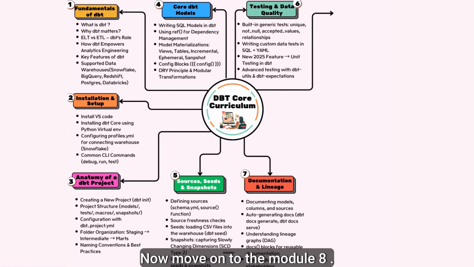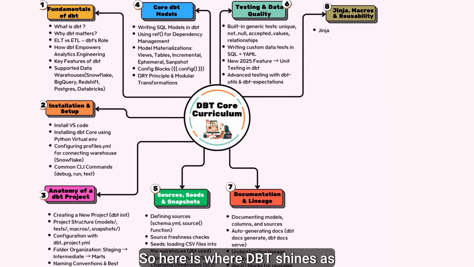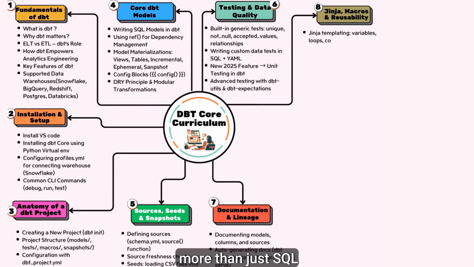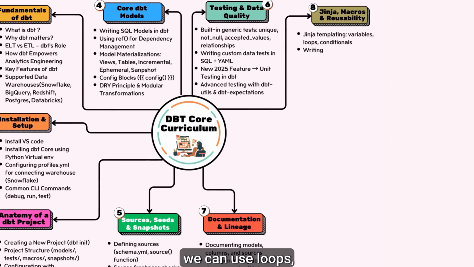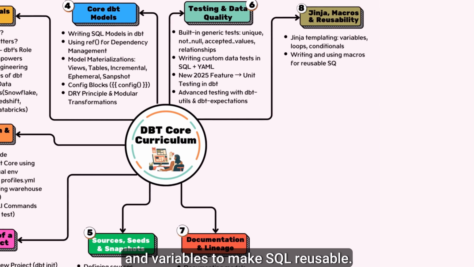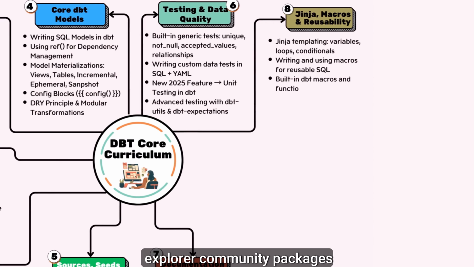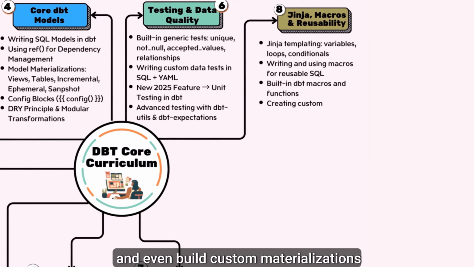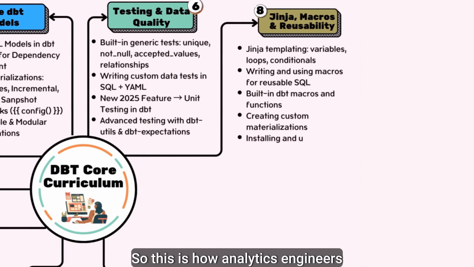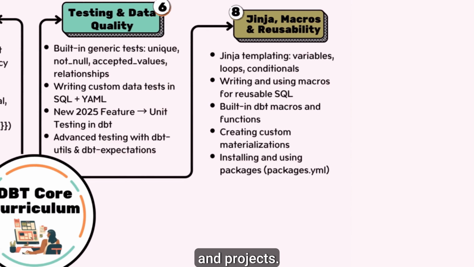Now move on to module 8, Jinja, macros, and reusability. Here is where DBT shines as more than just SQL. With Jinja templating, we can use loops, conditionals, and variables to make SQL reusable. We also write macros, explore community packages, and even build custom materializations. This is how analytics engineers scale their work across big teams and projects.